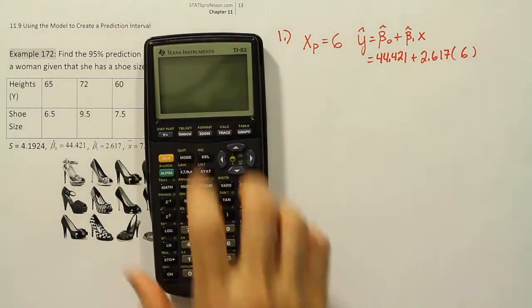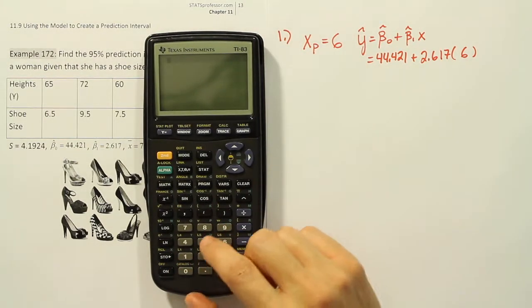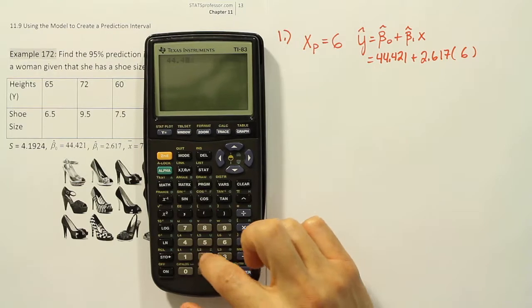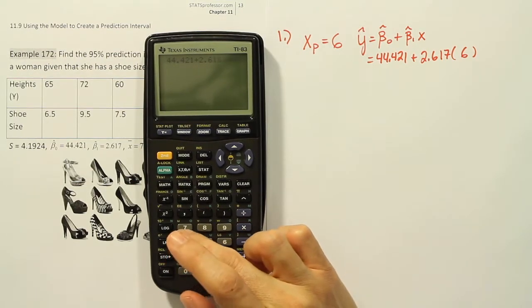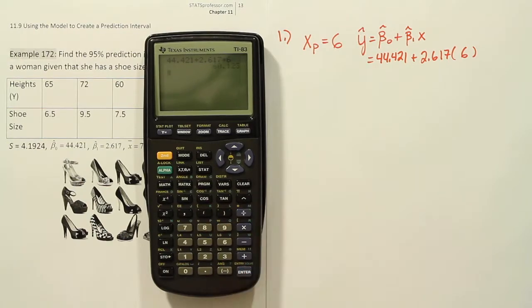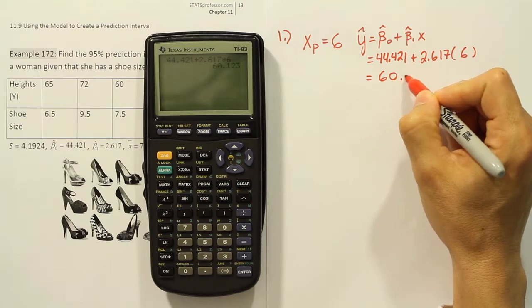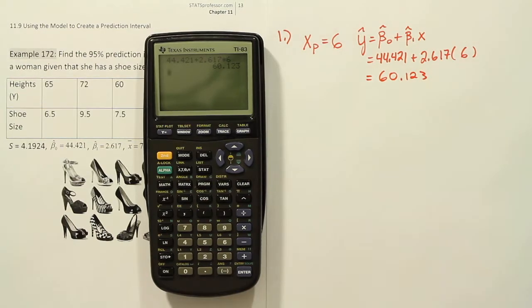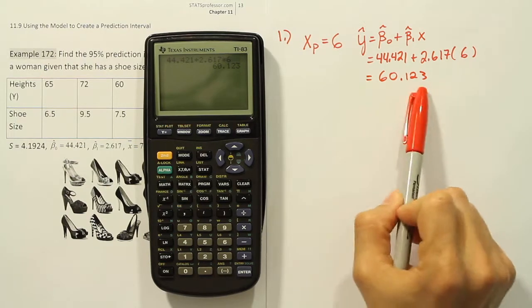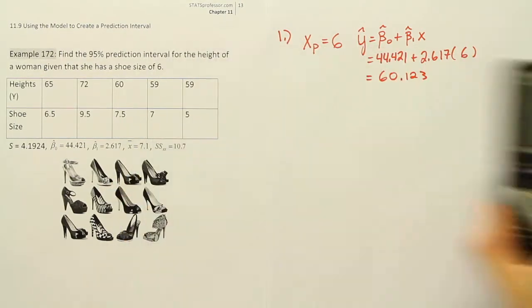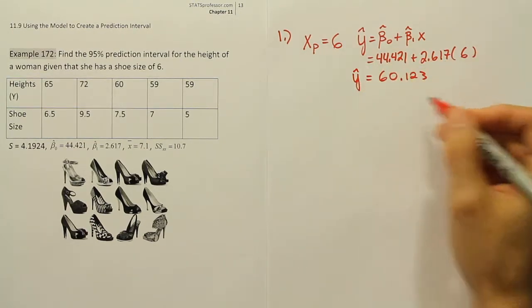Let's get our y hat value for the predicted x value of 6. So we'll have 44.421 plus 2.617 times 6. Alright, and when we're done, we get 60.123. So our model says that the person should be about 5 feet tall, right? Okay, from there, we're going to take that value and use it in the last step, step 4.